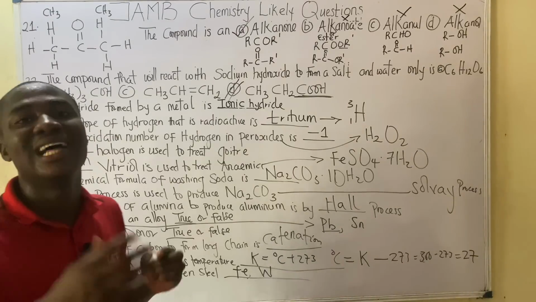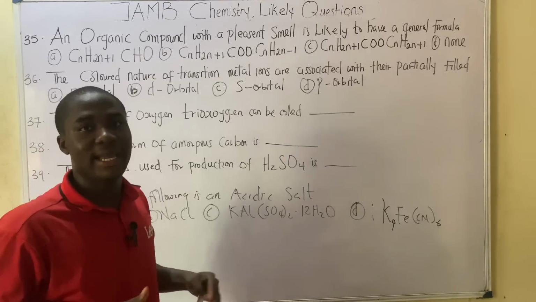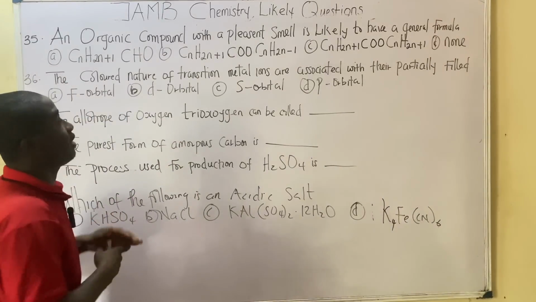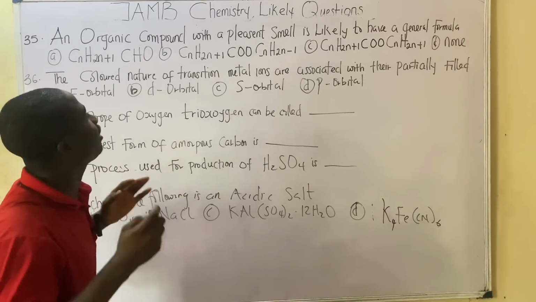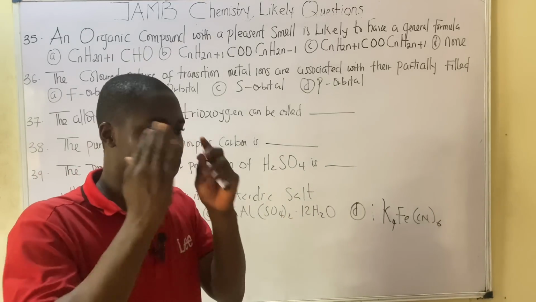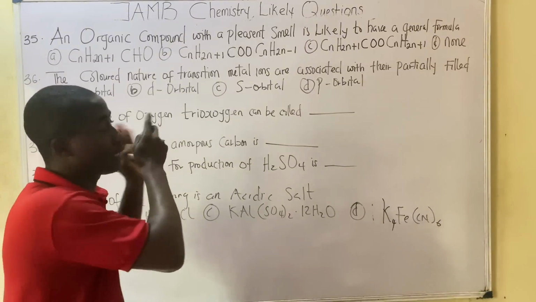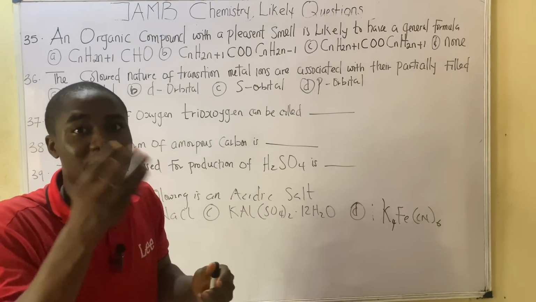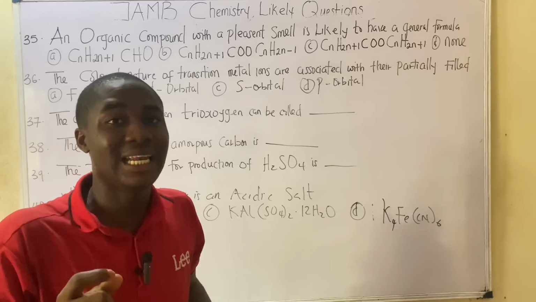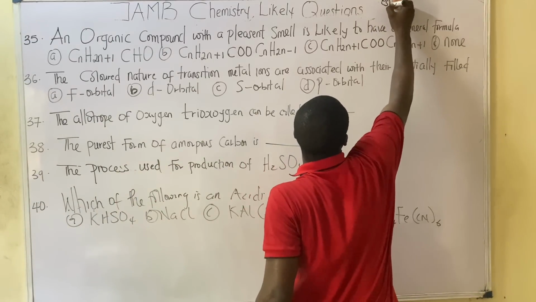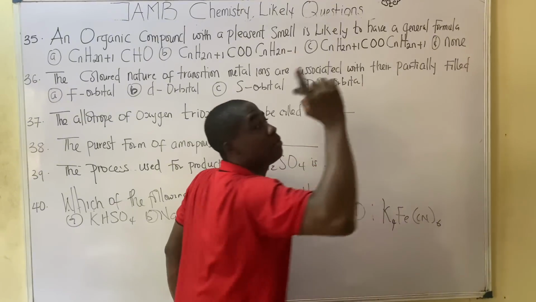So let's get into the next practice question. Okay guys, let's get into the next practice question, which is question number 35. And it says, an organic compound with a pleasant smell is likely to have a general formula. Now, when I see this, I've seen that, okay, this particular question is still from organic chemistry. And which organic compound have a very pleasant smell? It is esters. Esters have a very, very pleasant smell.